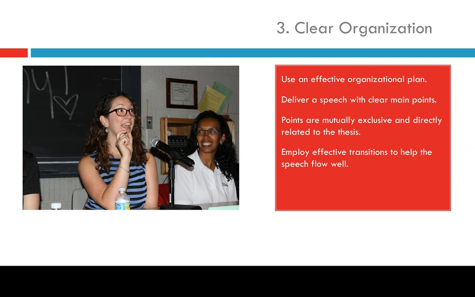In competency number 3, clear organization, you want to use an effective organizational pattern. An advanced speaker is very well organized and delivers a speech with clear main points. His points are mutually exclusive and directly related to the thesis. Further, he employs effective transitions and signposts to help the speech flow well.